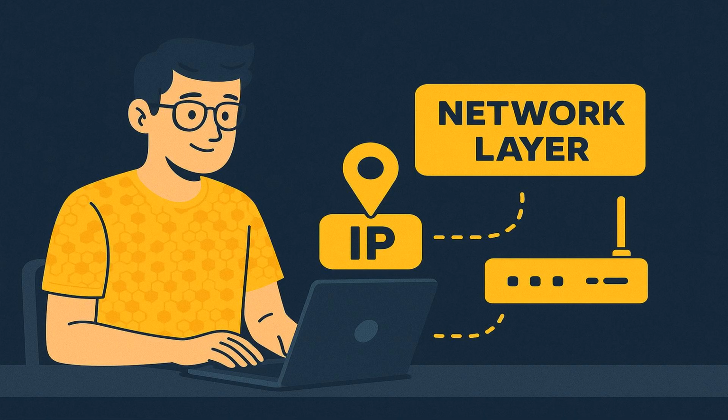Next is the network layer. If the transport layer is the post office, the network layer is the GPS. It decides the best path for data to travel across the network using IP addresses. Routers work at this layer.